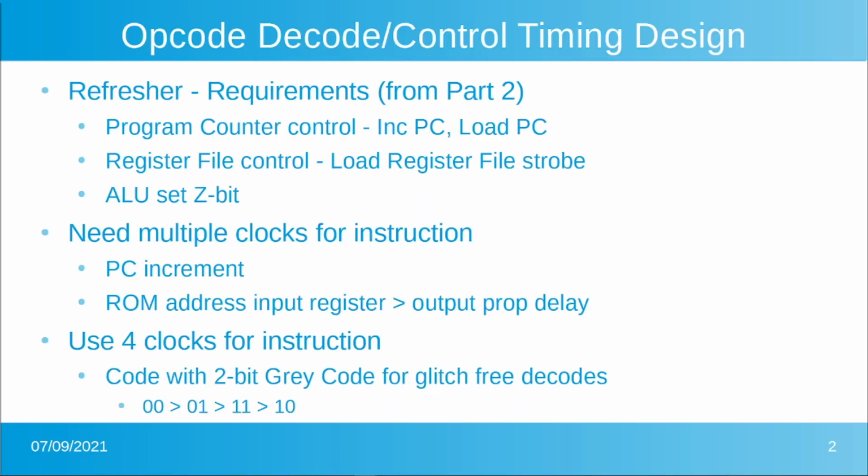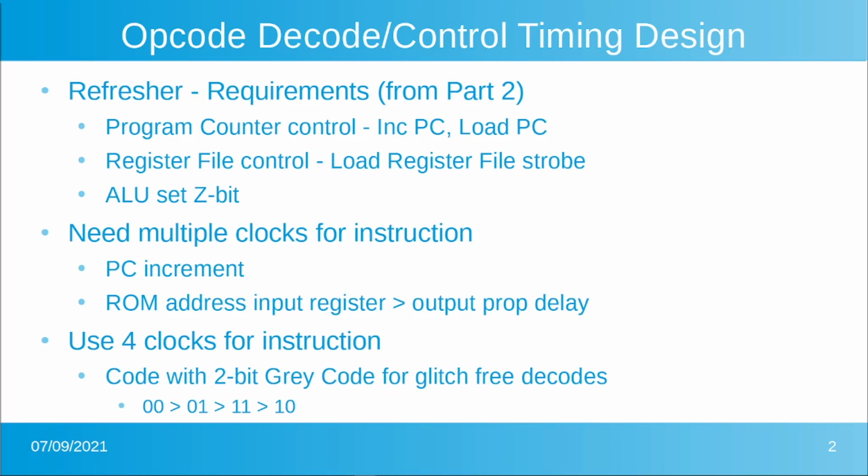So just as a refresher, what does the opcode decoder and control timing section here have to do? Well, it needs to control the program counter. It needs to increment the program counter. It needs to load the program counter. It needs to control the load of the register file, that strobe. And it needs to deal with the ALU Z-bit. Well, the ALU itself will generate that Z-bit, so we're not quite there yet. That'll be the next video.